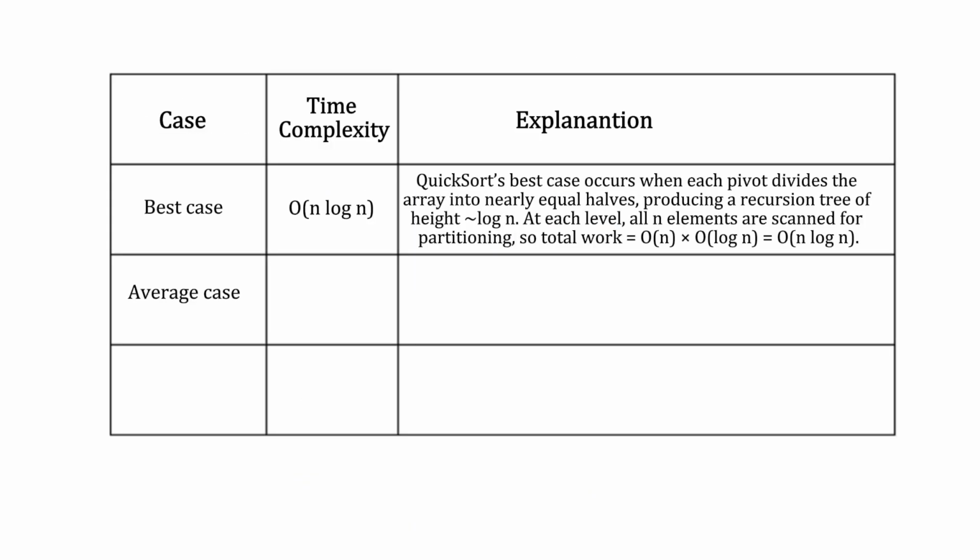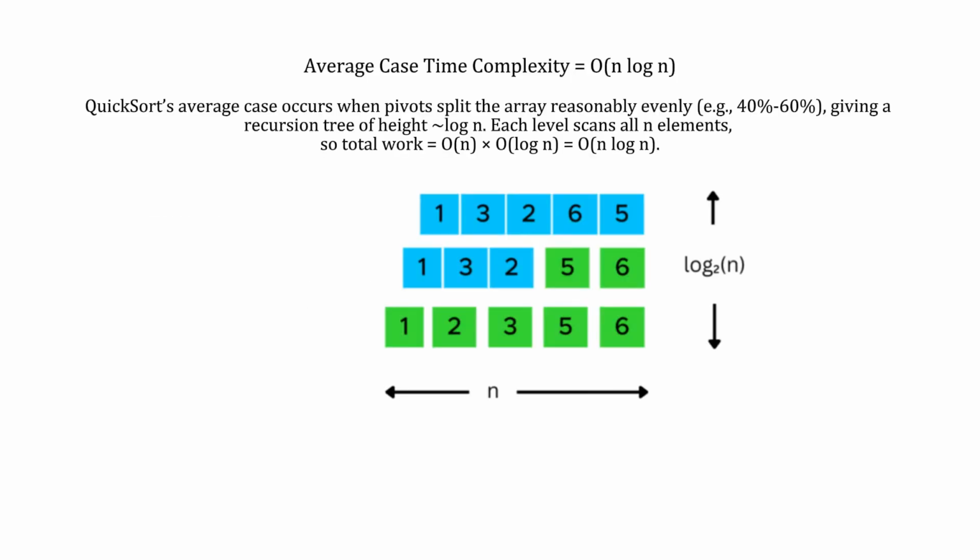The average case time complexity of quicksort will be O(n log n) as well. It happens when the pivot splits the array reasonably well, not perfect but not highly unbalanced, so around 40 to 60%. The reason why it is O(n log n) is because we will still have around log n levels of recursion. Each level requires scanning all the elements once, so O(n) per level, so the total will be O(n log n).